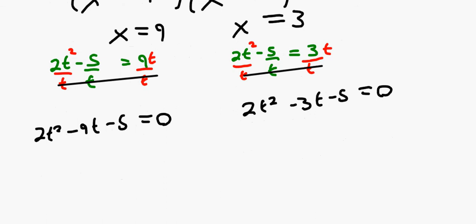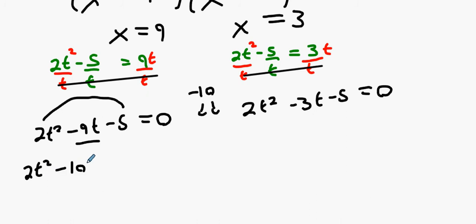Reference number David for the first one. 2 times 5 or minus 5. Two numbers that multiply to give me minus 10, but add to give me minus 9. Minus 10 and plus 1. Good man, Dave.